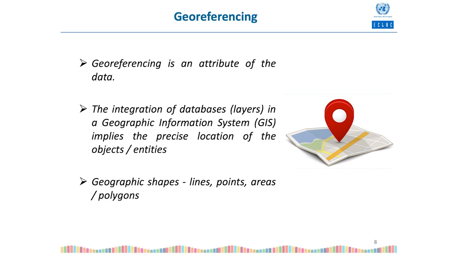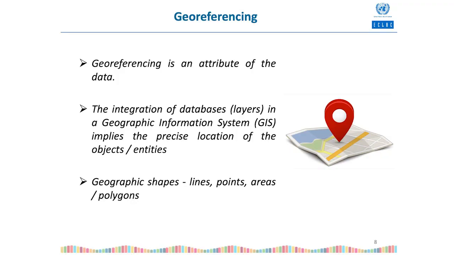Your reference is an attribute of the data. The integration of databases, I mean layers, in a geographical information system implies the precise location of the object entities. Geographic shapes are lines, points, or areas or polygons. Everything in nature can be represented by lines, points, or areas.